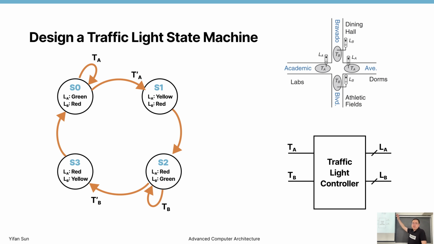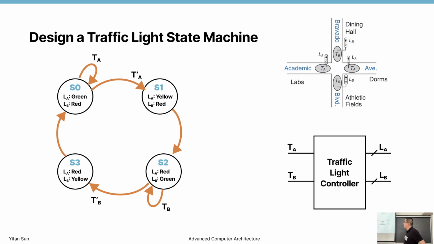If there's a condition on any arrow, we need to consider other conditions. So S0 does not implicitly stay in S0, right? We have to have an arrow. So this is a special arrow pointing to itself. It should be TA, not not-TA. Okay, it should be TA. So when there's still traffic going through this academic avenue, we want it to stay in S0. So light A is in green state, LB is in red state. So we list all the possibilities. No matter what, we know what our next state is, right?